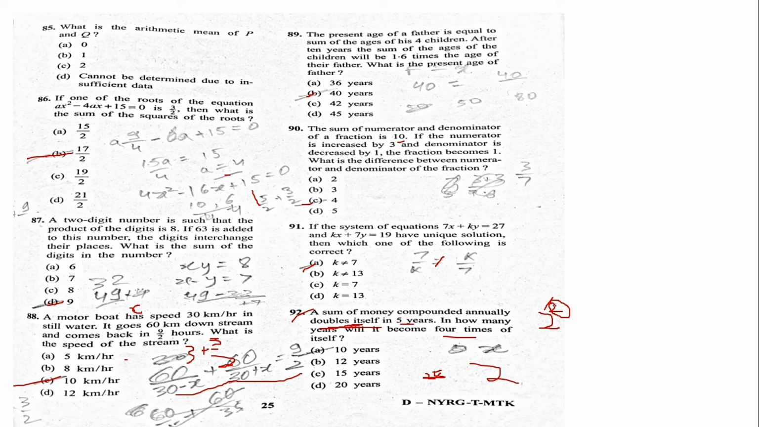So again, the doubling of that is the squaring, that is four times, so we take 10 as the answer. So two times into 5 years will give 10 years. So the right option will be 10 years.